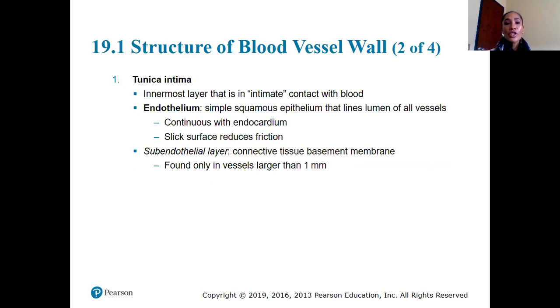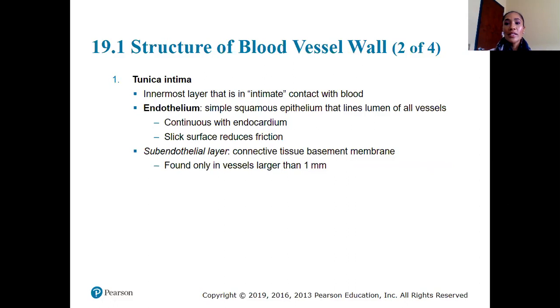So starting with the tunica intima, like I said, it's the innermost layer that is in intimate contact with blood. So if that kind of helps you to remember it. It's going to be composed of a layer of tissue that we call the endothelium. And this is going to be composed of simple squamous epithelium, which makes sense. Very thin layer, easy to diffuse products in and out of it.